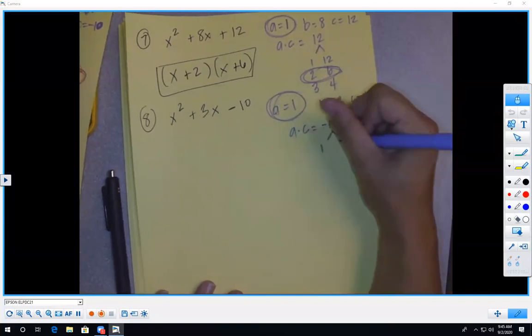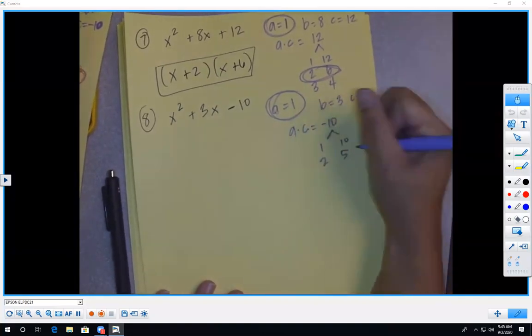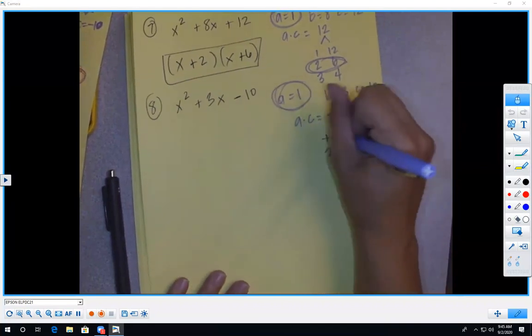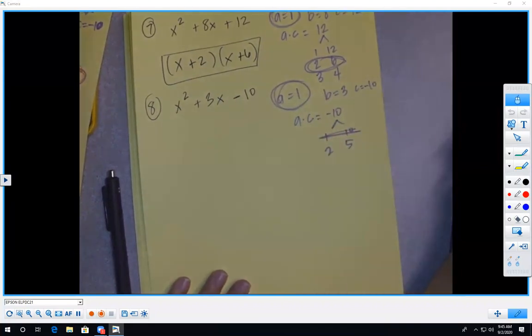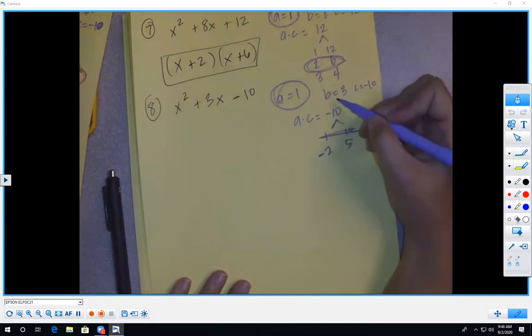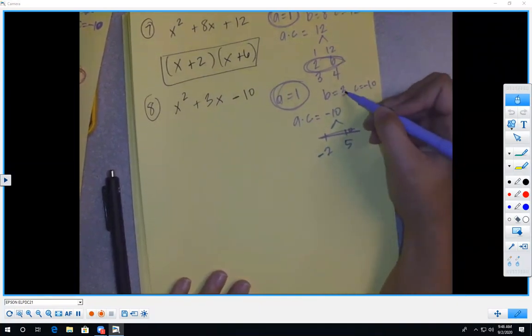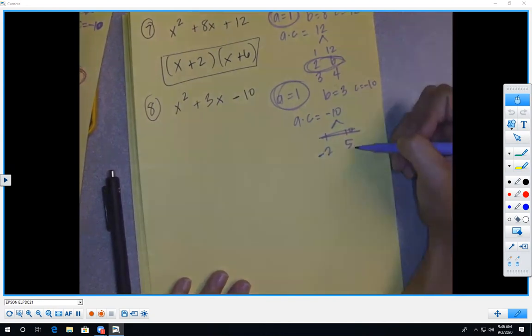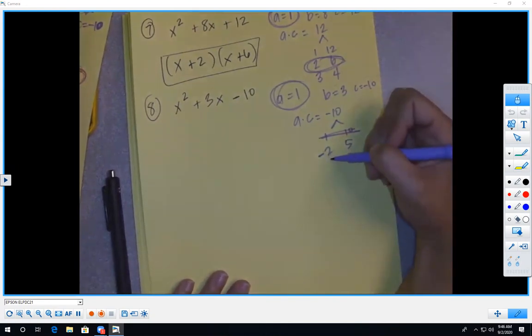Options for 10 are 1 and 10, 2 and 5. It's obviously going to be 2 and 5. I need it to be positive 3 though. Negative 2, because the B value is the sign of the bigger number. That's a positive 3, so the bigger number needs to be positive, so 2 is negative.